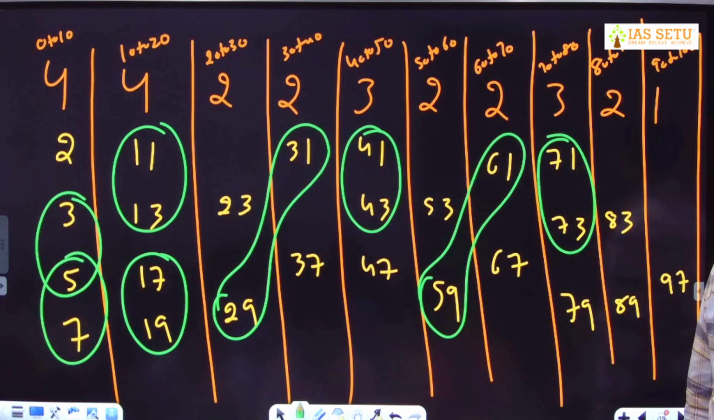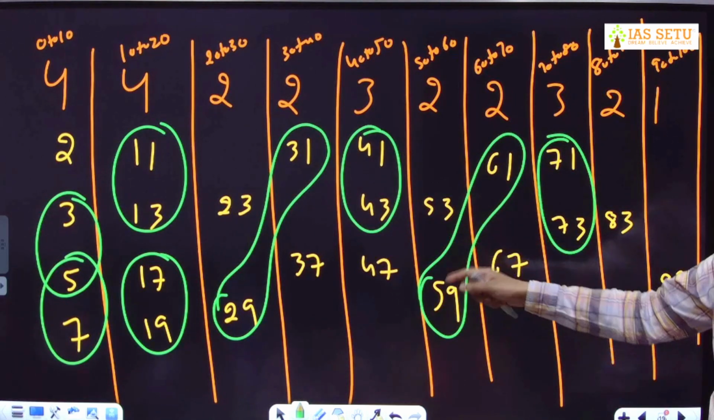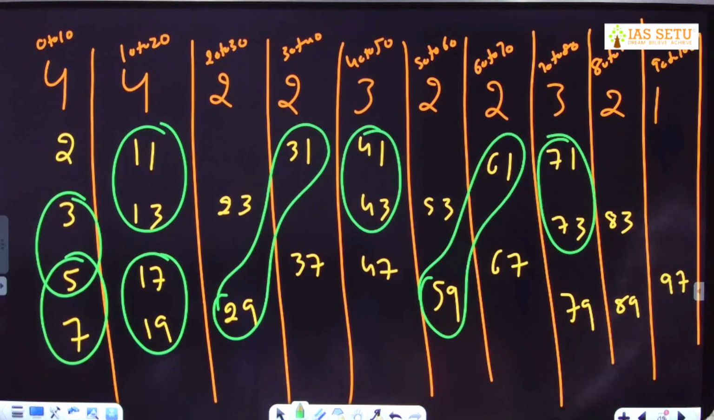8. You can write 3, 5; 5, 7; 11, 13; 17, 19; 29, 31; 41, 43; 59, 61; 71, 73. These are the pairs of twin primes we have in the first 100 natural numbers.